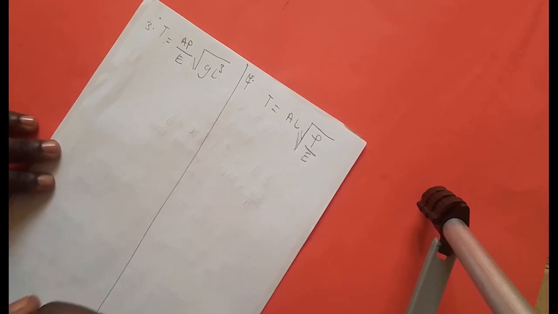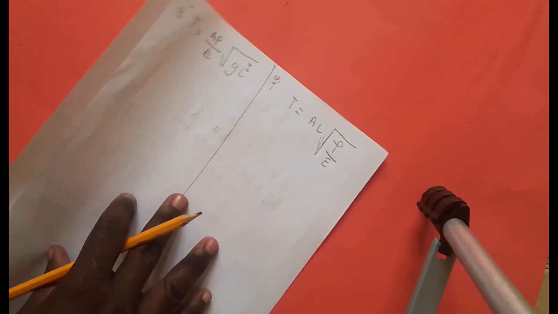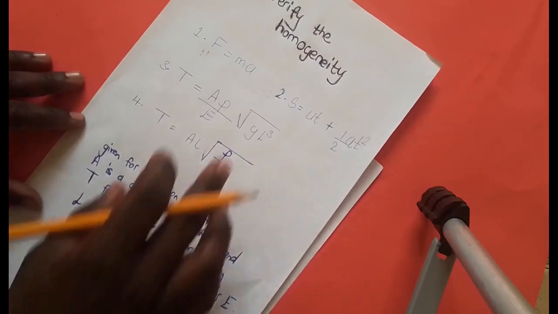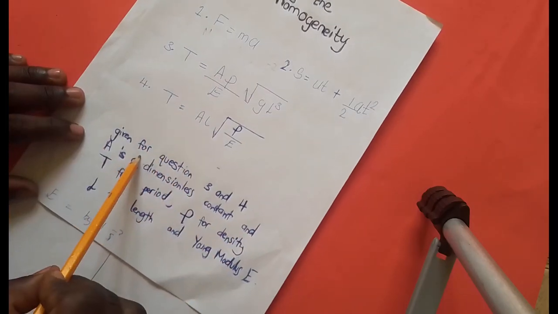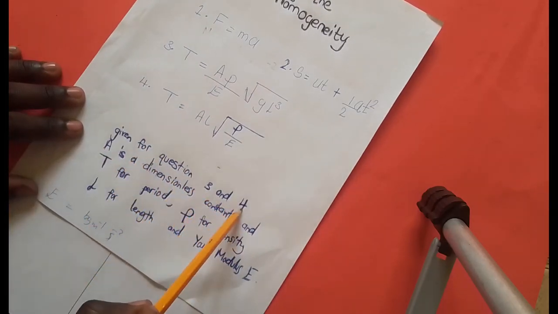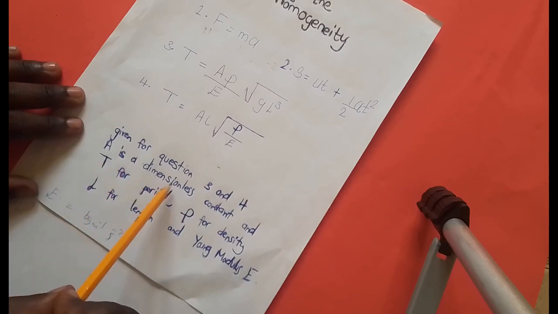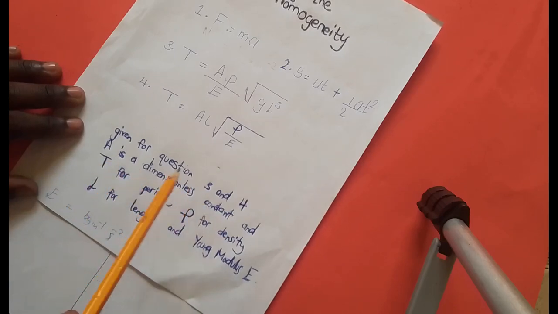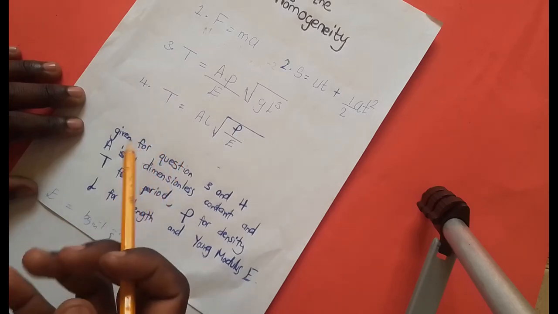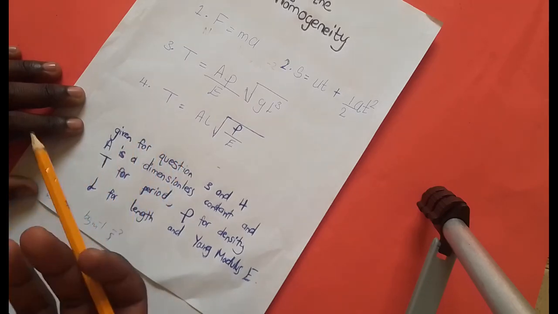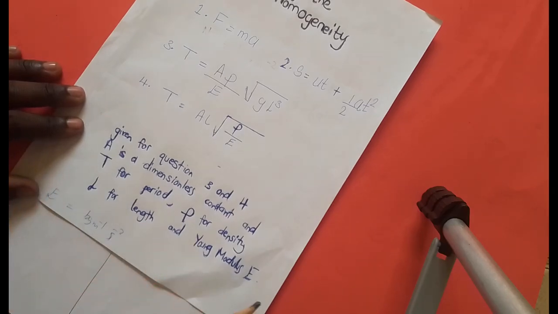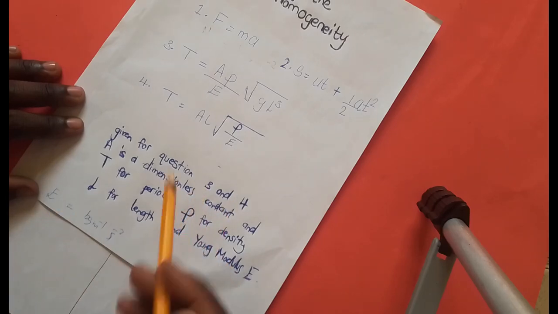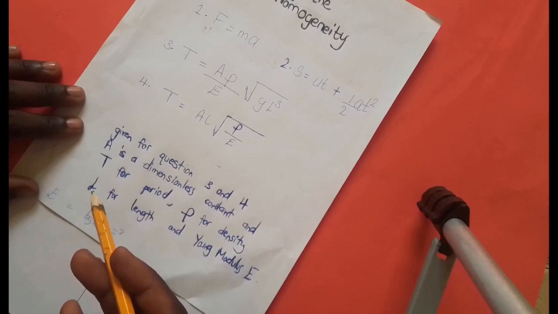But I want you to take note of something from the question. The question is saying that for question 3 and question 4, a is a dimensionless constant. I've mentioned this earlier: when something is dimensionless, it means it has no units. So we ignore it, and it's going to be ignored in the equation.